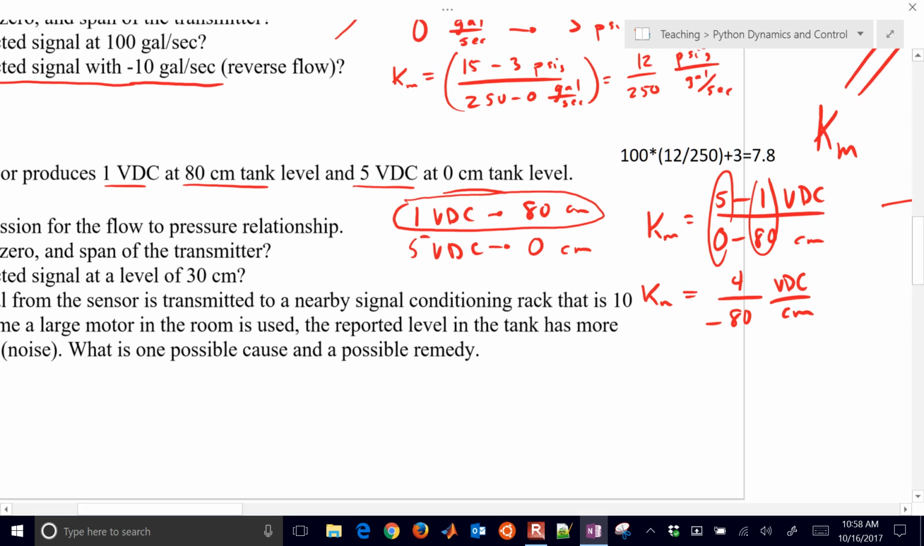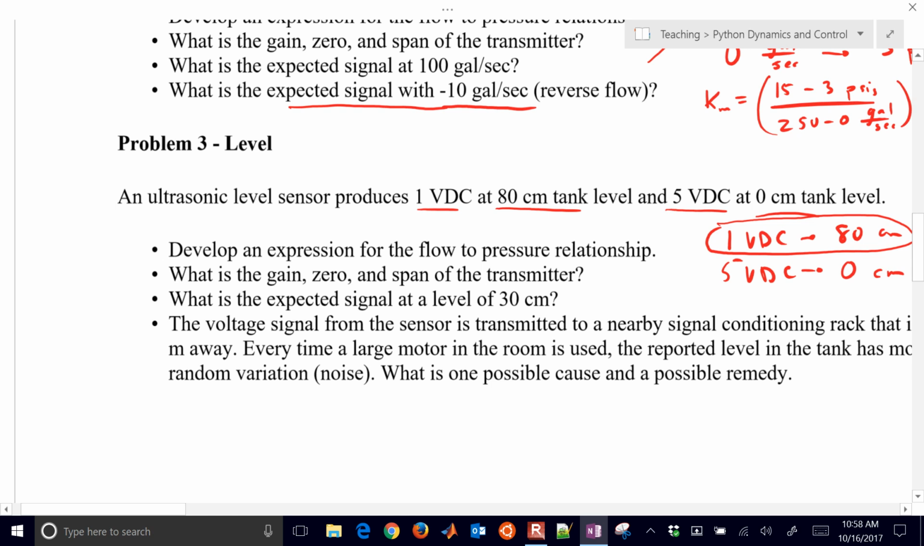Okay, let's put in our relationship here. We have our linear relationship between the two. Our level in volts DC is going to be equal to the gain, this Km value that we just calculated, times our level in centimeters, minus our 0 value, which is 80 centimeters. And then we add in our lower value here, 1 volt DC. So there's our linear relationship between the two.